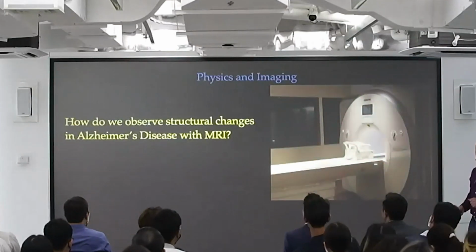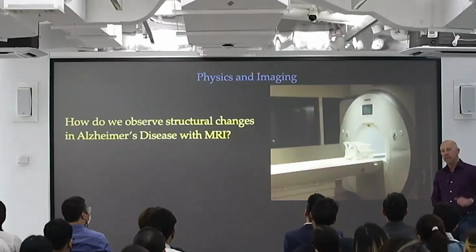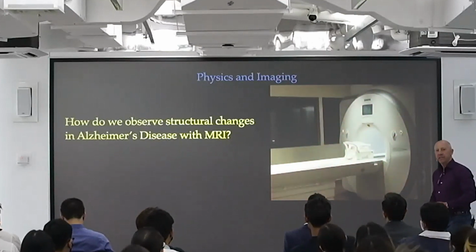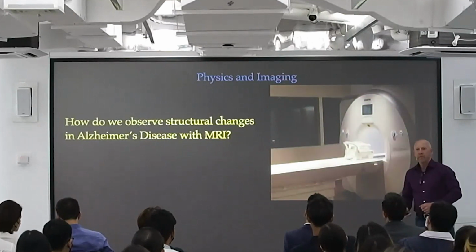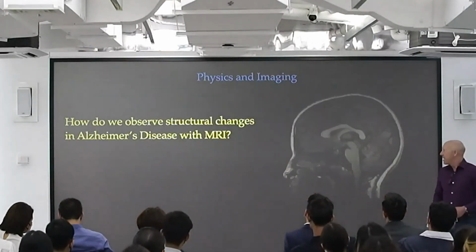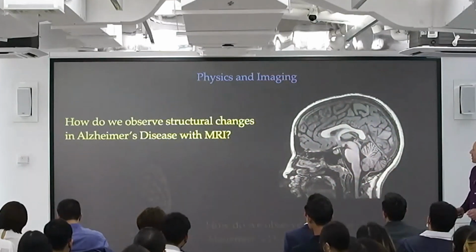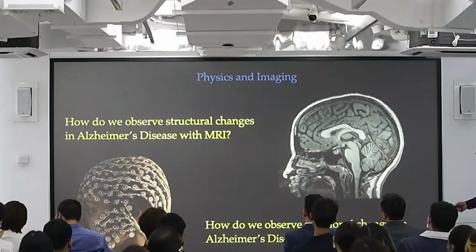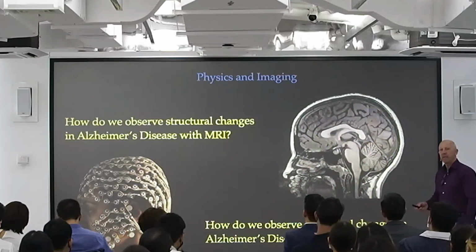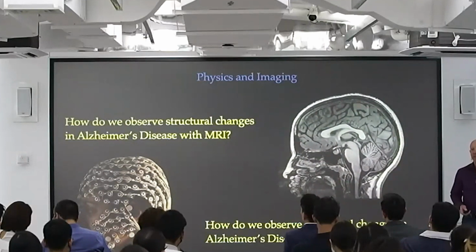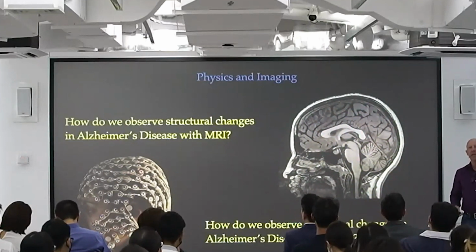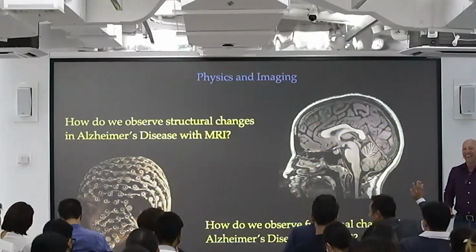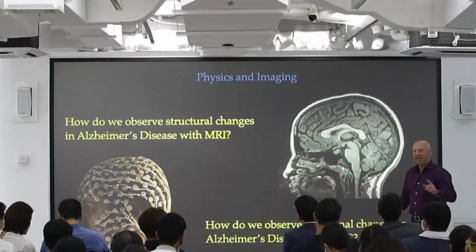I think most people here are familiar, if not, feel free to ask. It's an MRI scanner. How do we observe structural changes that we know are occurring in Alzheimer's with MRI? Then I want to talk about something very new in the lab that we've been working very hard on, which is how do we observe functional changes. We're not talking about MRI, we're talking about EEG. This is a very tricky problem. How many people here do EEG, are familiar with EEG? Some hands. Okay. I'll talk a little bit about that.